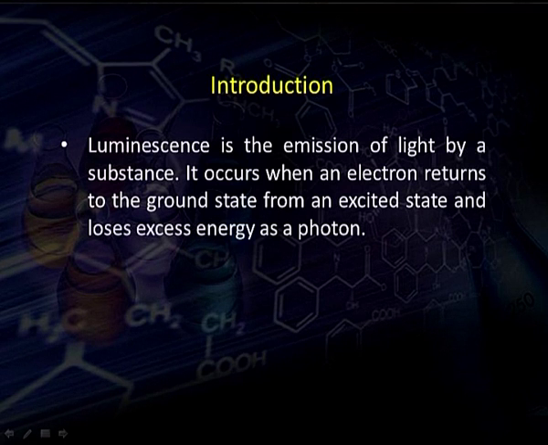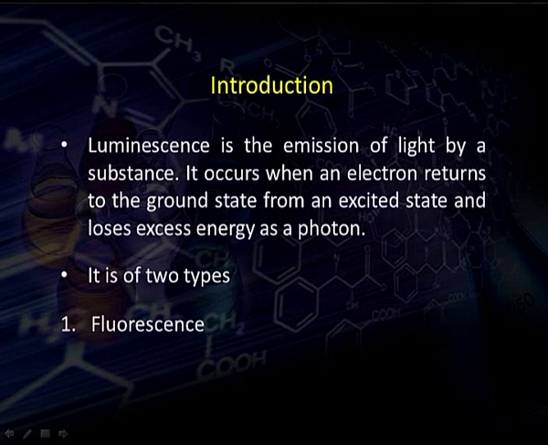Coming on to the next technique, which is atomic fluorescence spectroscopy. So, let us first of all look at the introduction of this technique. Luminescence. The word luminescence basically is the emission of light by a substance. It occurs when an electron returns to the ground state from the excited state and loses excess energy as a photon. It is of two types, fluorescence and phosphorescence.